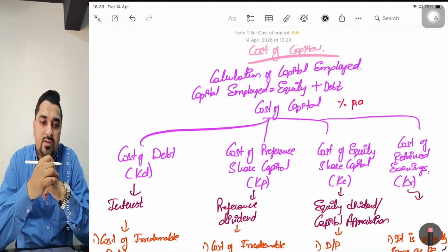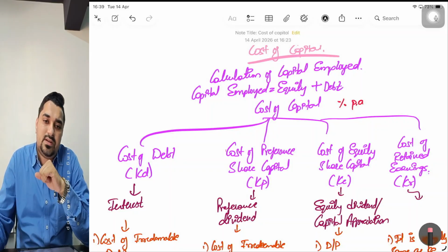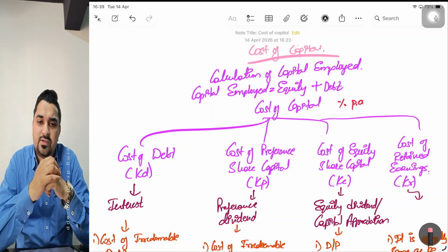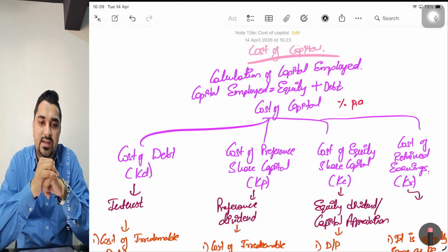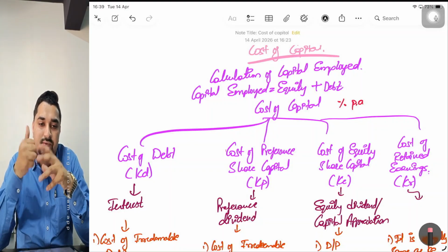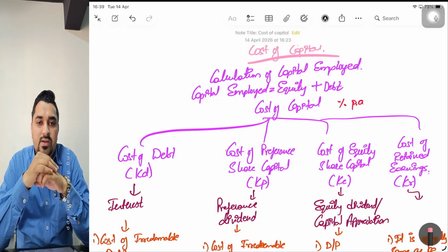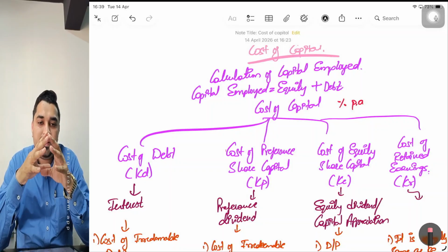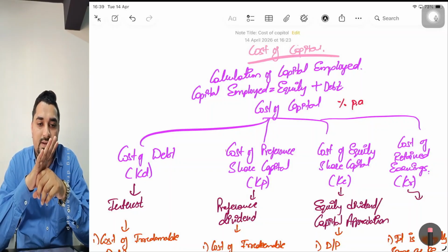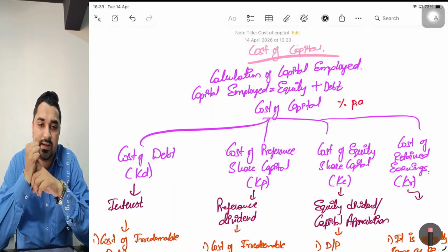So cost of capital from exam perspective, a very important chapter. So what do you mean by cost of capital? We know that broadly there are two sources of finance. One is equity, one is debt. If I go inside equity, we have three things. One is equity share capital, preference share capital, and reserves and surplus, correct? So there, if I go in detail, there are four kinds of capital. One is equity share capital, preference share capital, debt, and retained earnings.